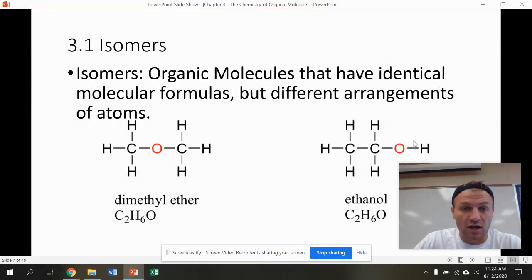Over here is a hydroxyl group, but we don't need to know that just yet. Isomers are when molecules have the same molecular formula but different structural formulas. You might think, okay, they're just put together in different ways. I'm going to tell you something here that you're going to use the rest of the year.